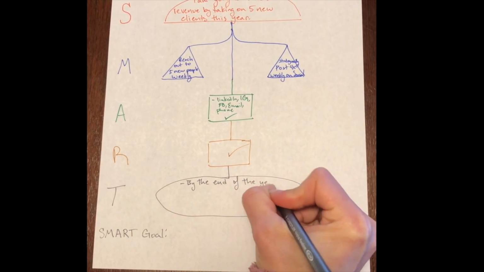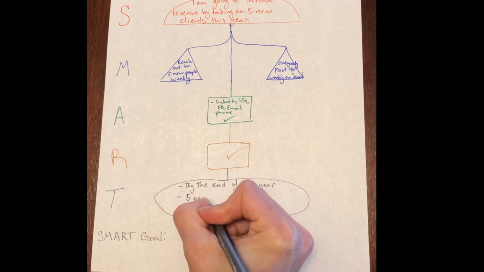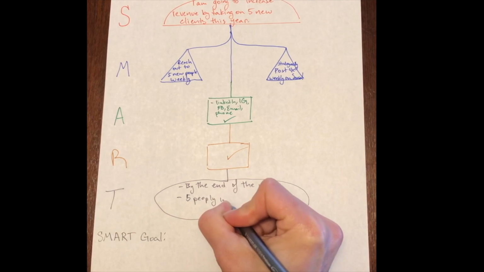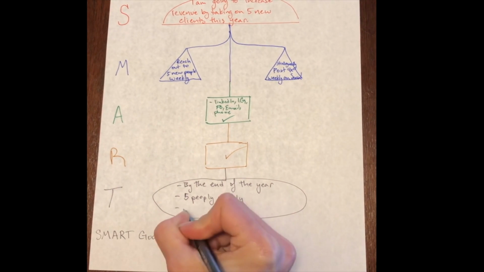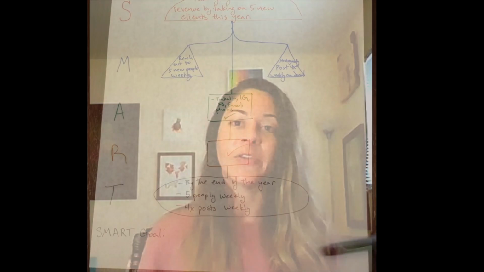And then I'm also going to put a timeline on my mini tasks. So I'm going to reach out to 5 new people every week, and I'm going to strategically post on social media 4 times a week. So everything that I'm working on has a really good timeline to it. Every week I'm holding myself accountable, and by the end of the year, I'm going to see the payoff from that. Now that our beautiful chart is filled in, it is time to write our SMART goal.